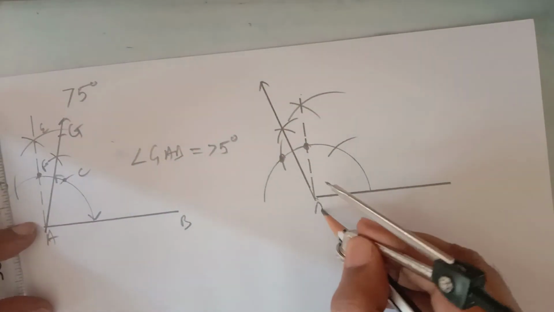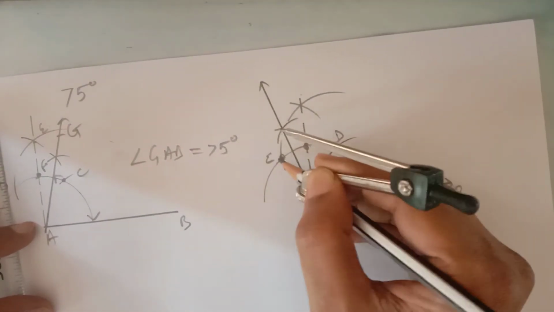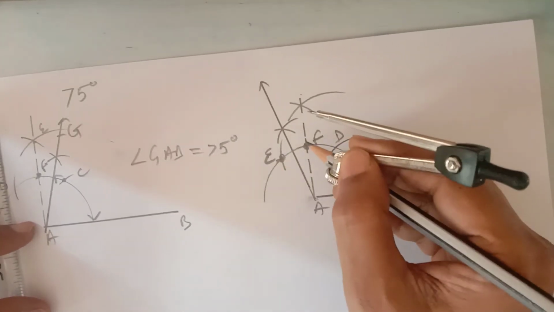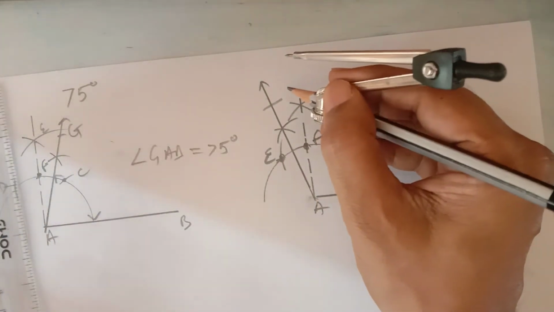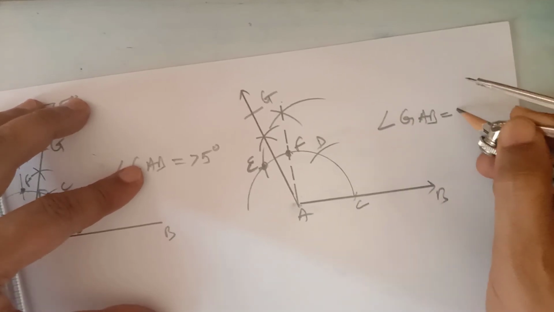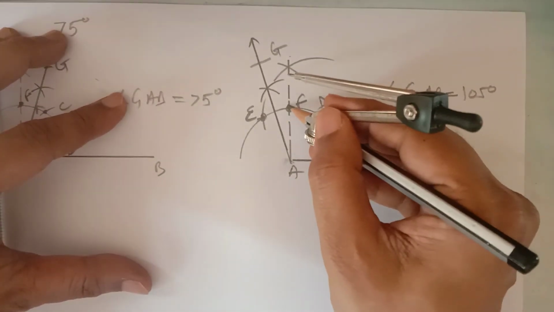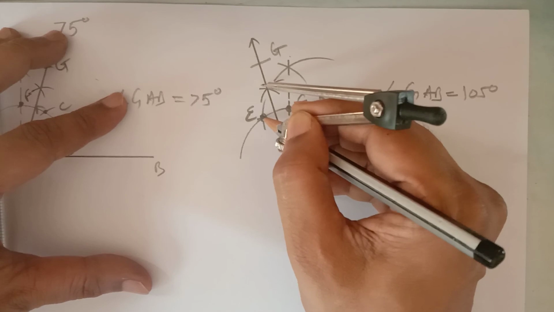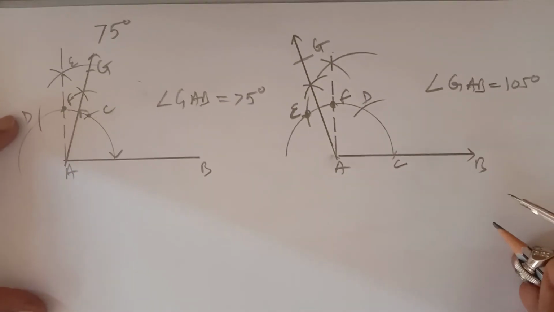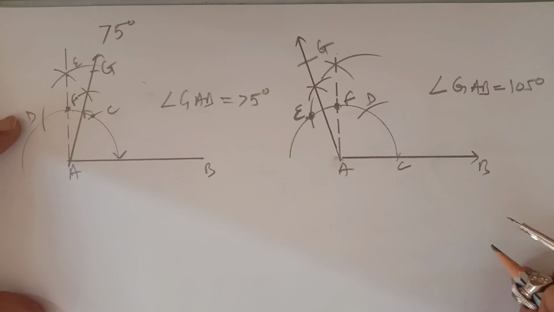So as usual, let us call it A, this is B, this is C, this is D, this is E point, let us call it F, with E and F as the center. You bisect this, intersecting each other at G. So angle GAB is equal to 105 degrees. So it is obtained by bisecting this 90-degree angle and 120-degree angle to obtain an angle of 105. So this is how you can construct an angle of 75 and 105 using only compass and a scale.